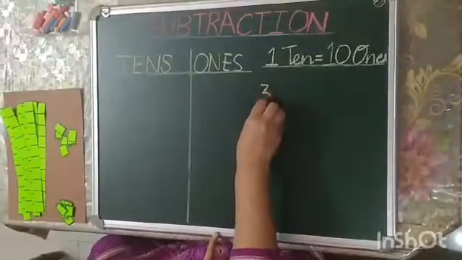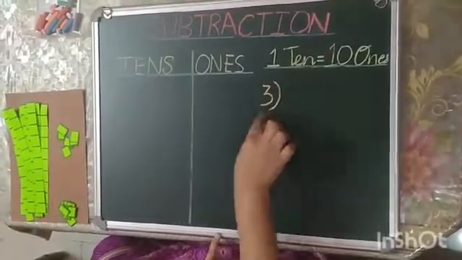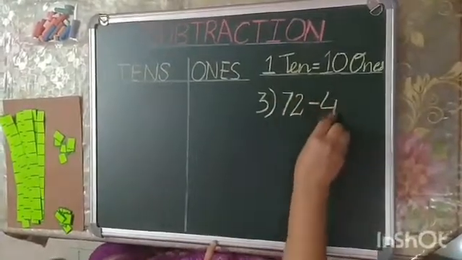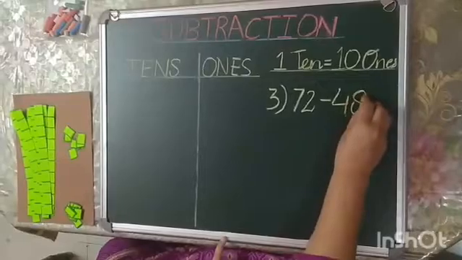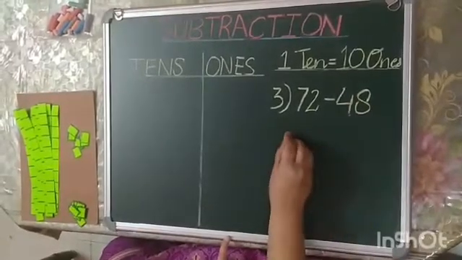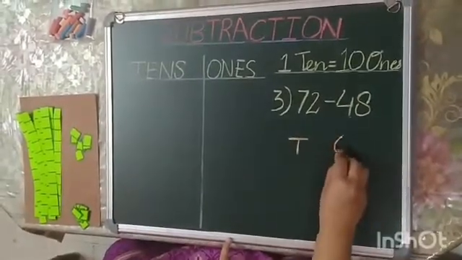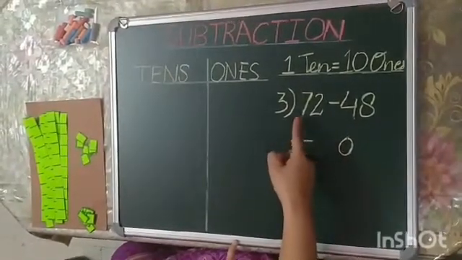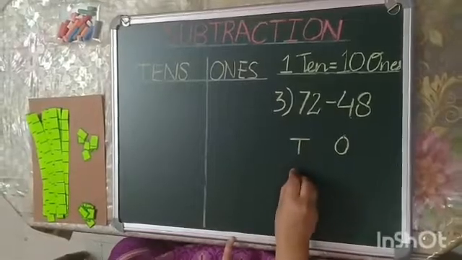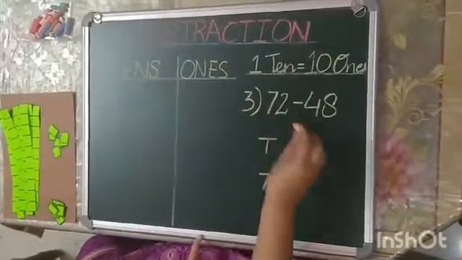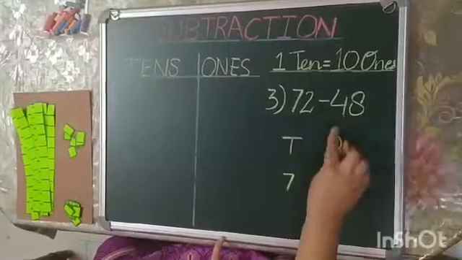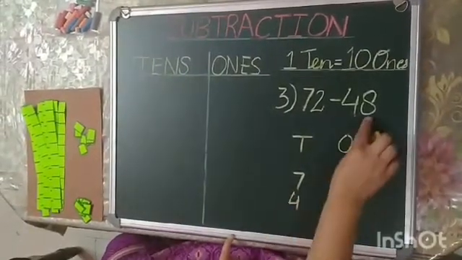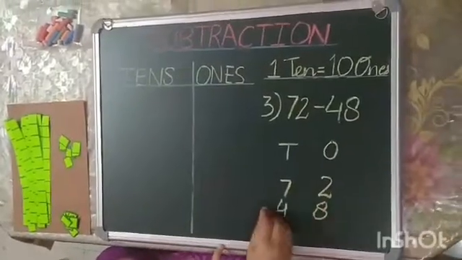Now children, let's move on to the third sum. 72 minus 48. Now what will be the first step? Arranging them in groups, tens and ones. 72, what does that mean? 70 means 7 tens and 2 means 2 ones. 48, how many tens? 4 tens. How many ones? 8 ones.